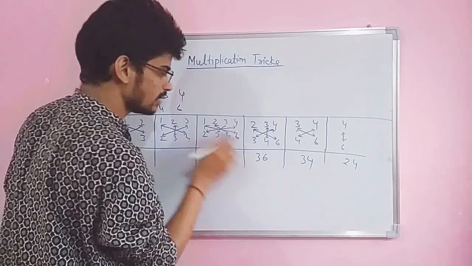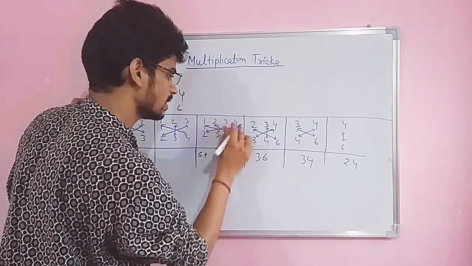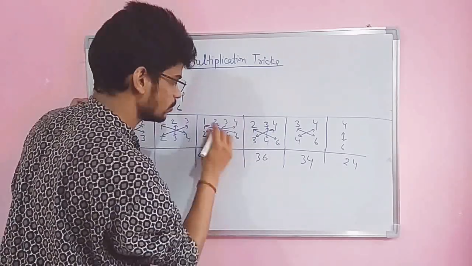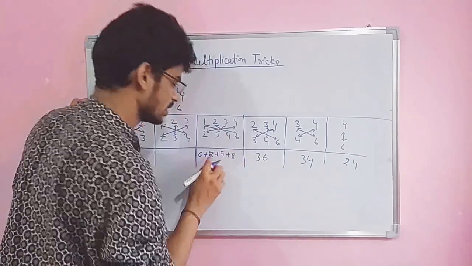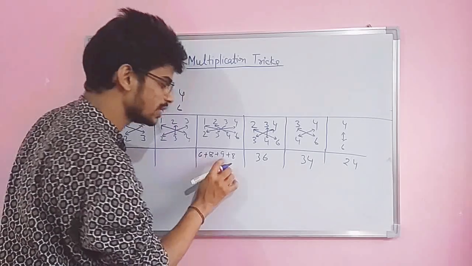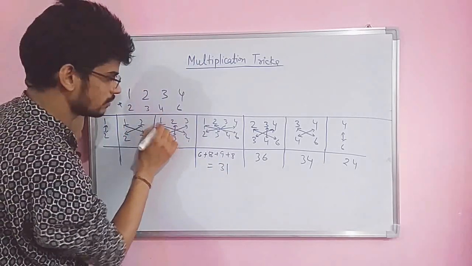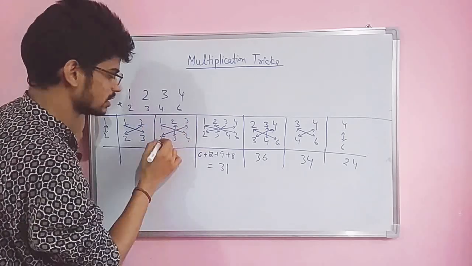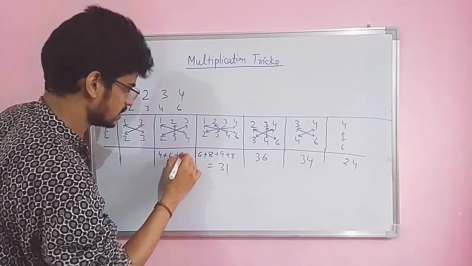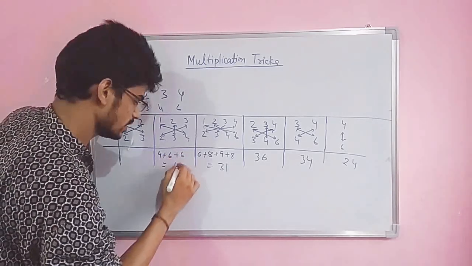Next, 1 multiplied by 6 is 6. 6 plus 2 multiplied by 4 is 8. 3 multiplied by 3 is 9, 4 multiplied by 2 is 8. 8 plus 8 is 16, plus 6 is 22, 22 plus 9 is 31. Next, adding these values, 4 plus 6 is 10, 10 plus 16.